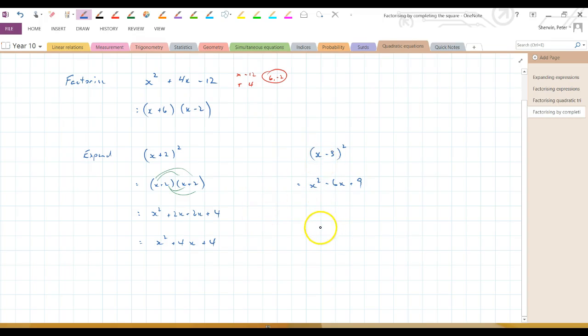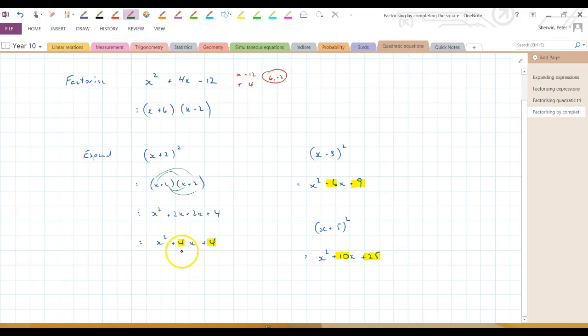Let's do one more, say x plus 5 squared. That's the square of x. Now take 5 times x, 5x, and double it. That's going to be that term there. Now square the 5, 25. What I want you to look at is the relationship between this number and this number in each of these cases.